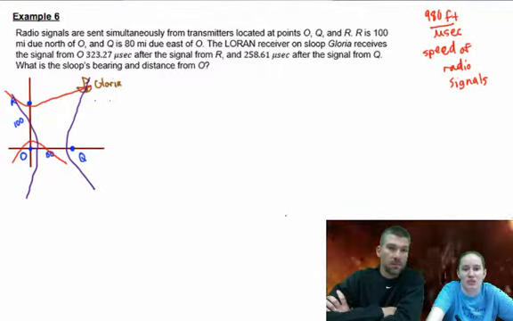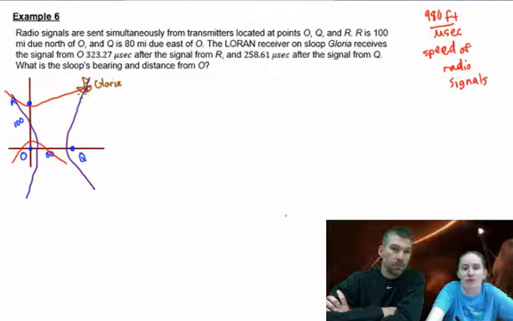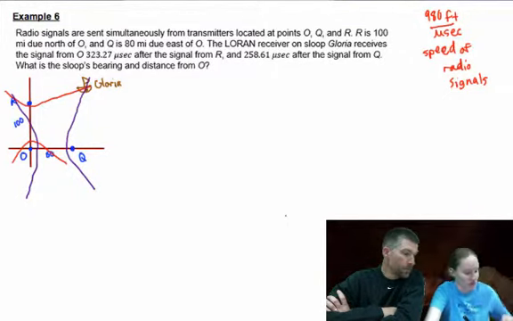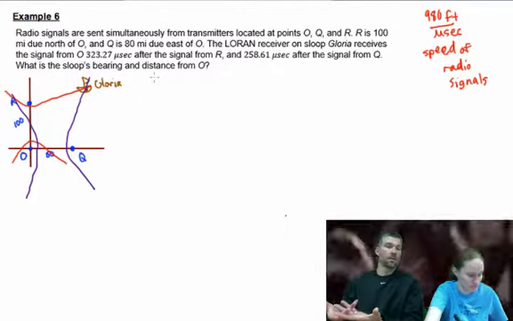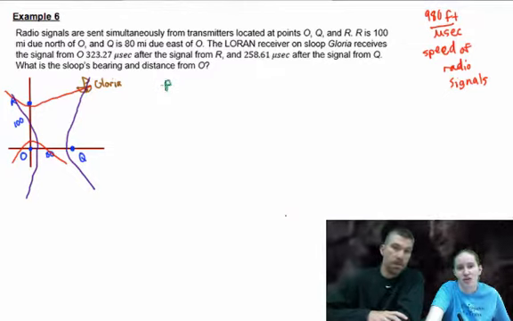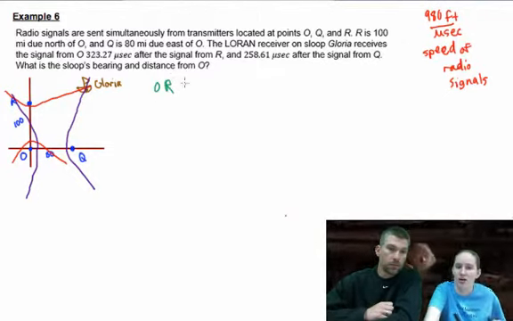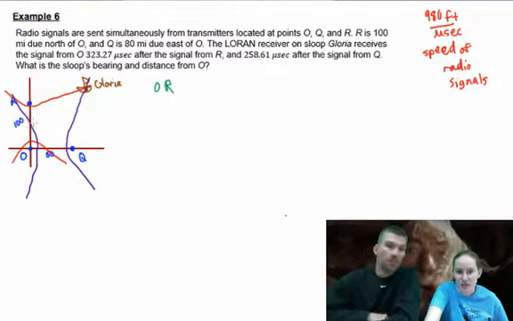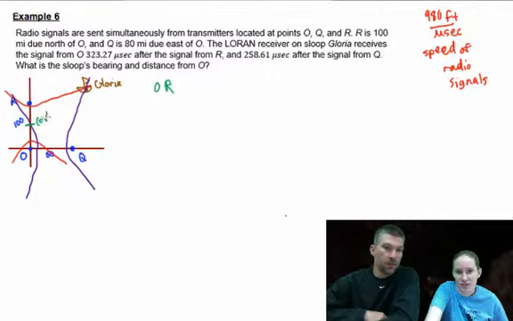All right, so what we're trying to do is find the 2 equations for these 2 hyperbolas, and then if we can graph them and find the point of intersection, that's where Gloria is. So, step number 1. When the radio wave comes off, it goes out in that shape. The OR hyperbola has O and R as the foci. It would have a center halfway, so at 0, 50.